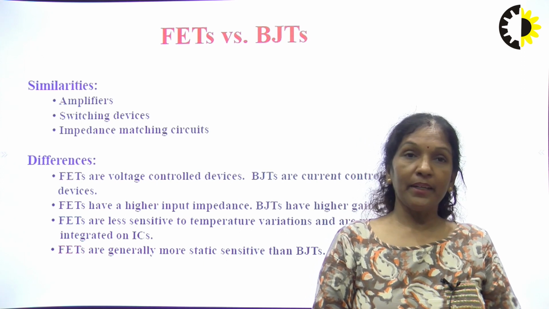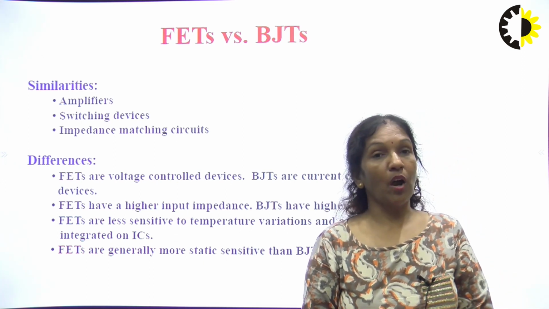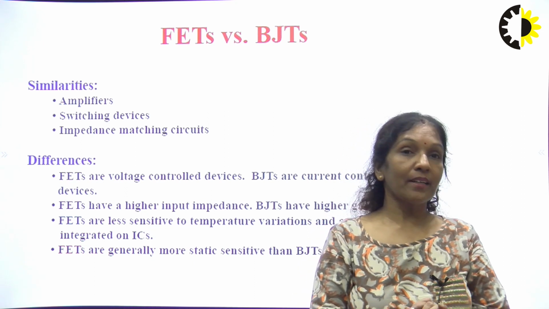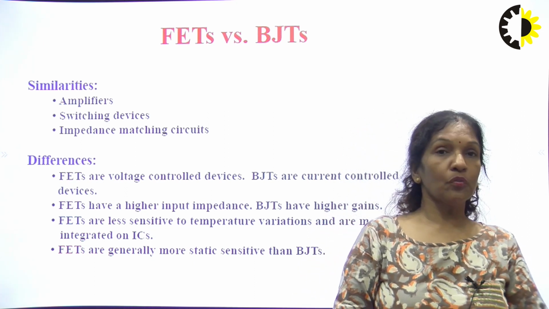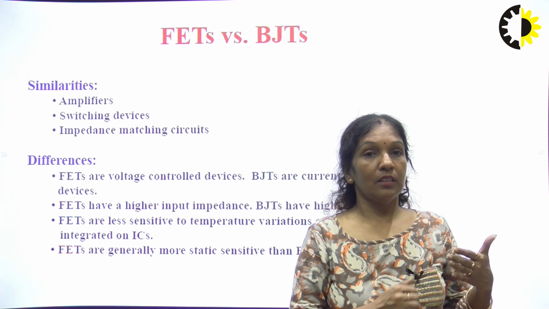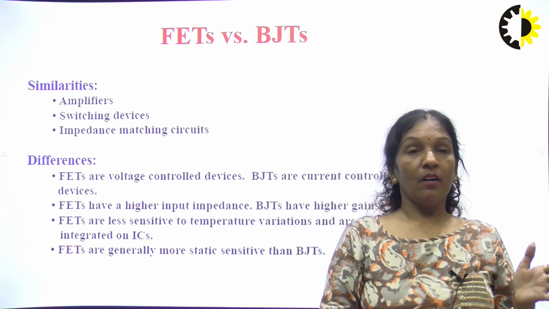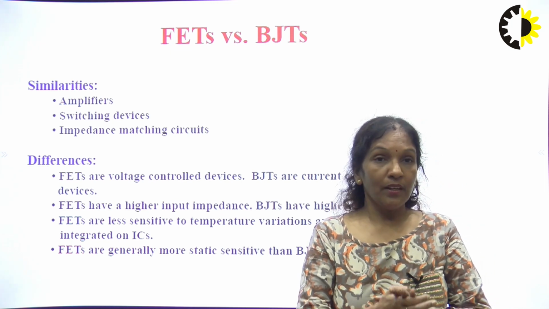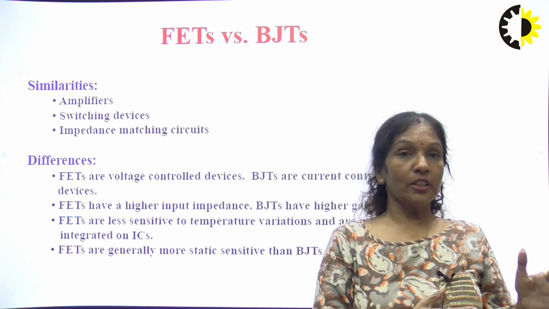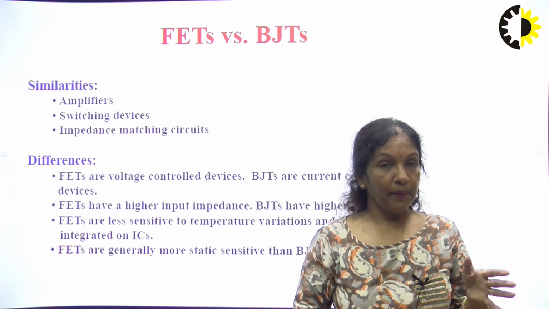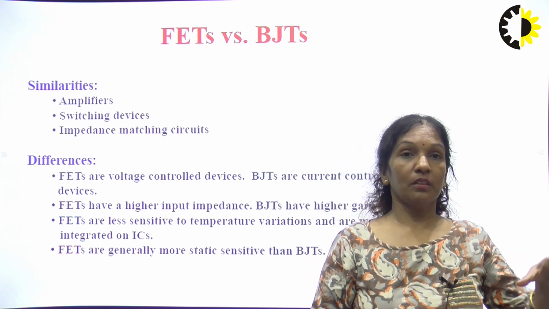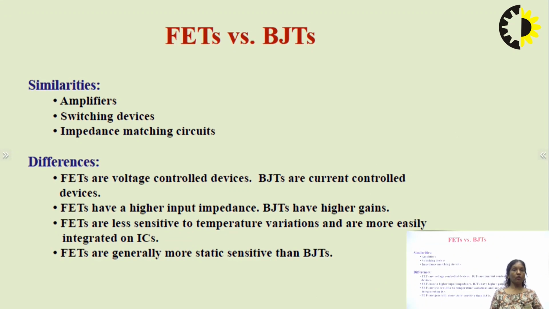Also, in case of common collector, input impedance is very high and output impedance is very low. That is another reason that it is used in multi-stage amplifiers as an impedance matching device. It is used to match the high output impedance of the first stage of the common emitter or common base amplifier with the high input impedance of the common collector. This is how the impedance matching takes place, and it reduces the loading effect.